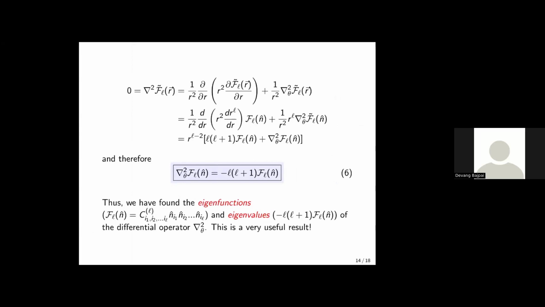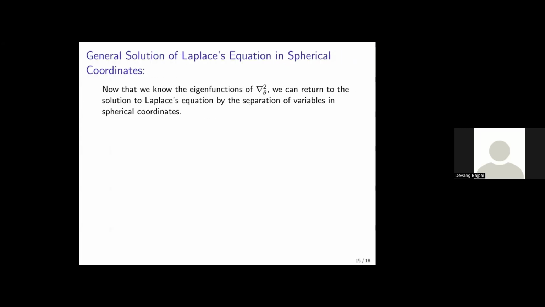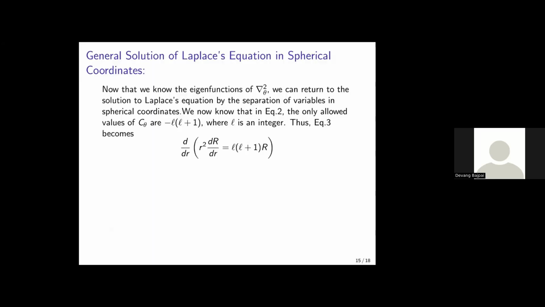Now using these eigenfunctions and eigenvalue, we can easily find the general solution of the Laplace equation in spherical coordinates. In order to find it, we are going to return this solution to the Laplace equation in separation of variable form. And if we do this, we know that the C theta can only take the values minus L and L plus 1, where L is any integer. And if we plug this value in, our equation 3 will become a second order differential equation. Now this kind of equation is very easy to solve.